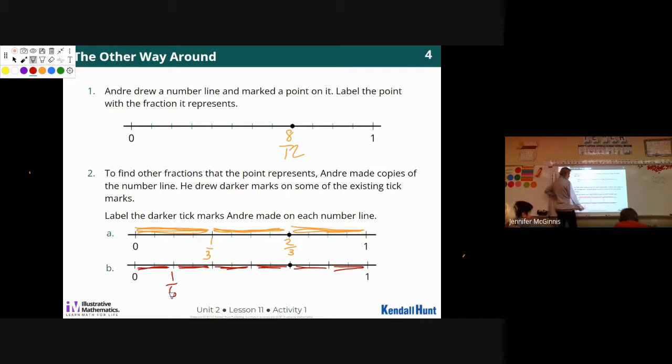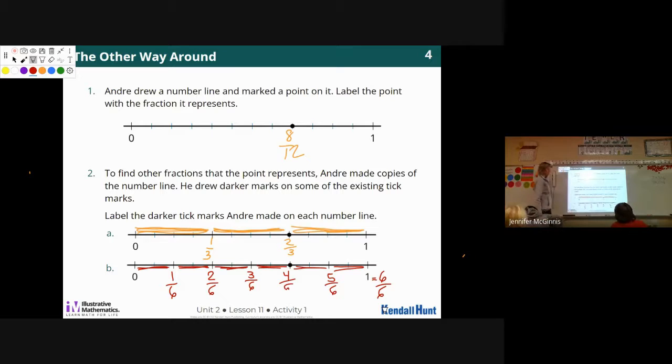Landon, if this is 1/6, what's this mark? This is 1/6. 2/6. Good. What's the next one? 3/6. Next one? 4/6. Next one? 5/6. And this one is equal to? 6/6. Good job. 1 whole.